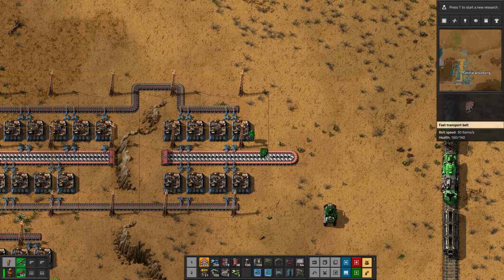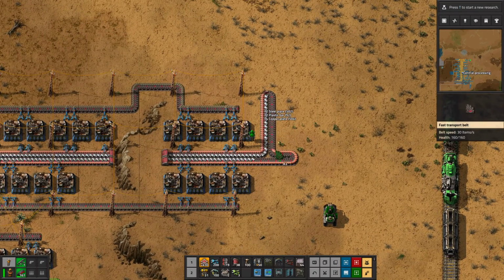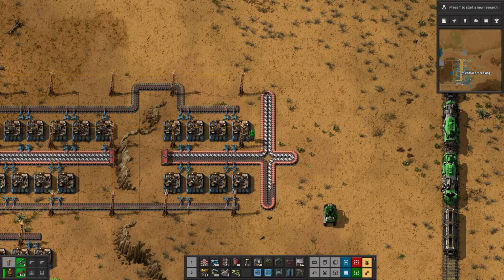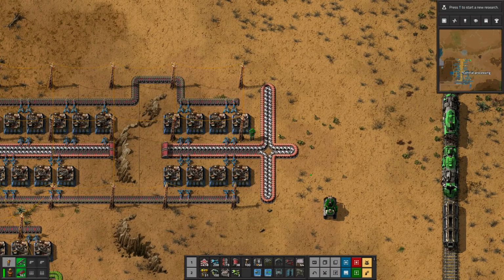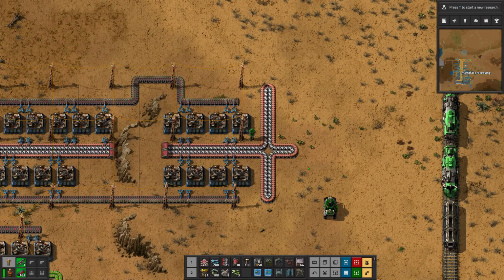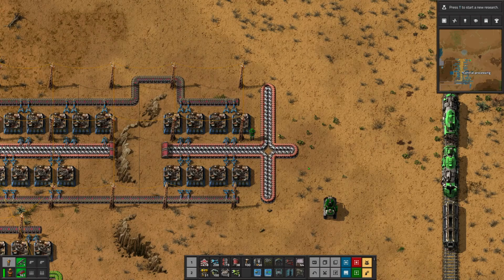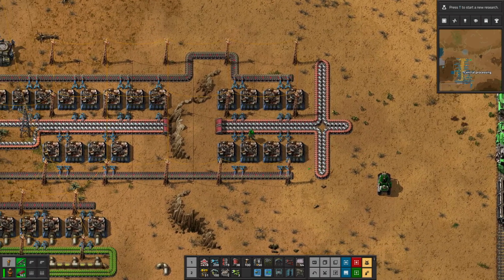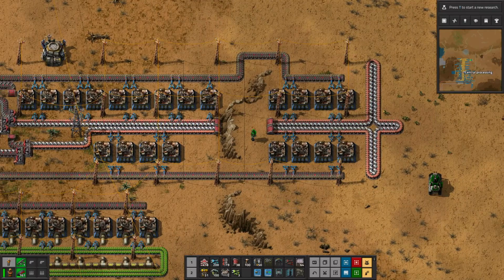Allow me to demonstrate. And so assemblers can be inserted up to the maximum capacity of the belt, at which point more belts would need to be installed. Of course, multiple parallel belts and multiplexing simultaneously would be significantly more complicated.